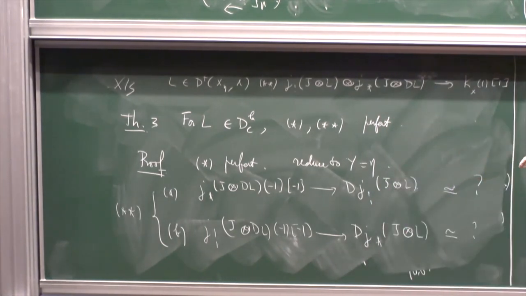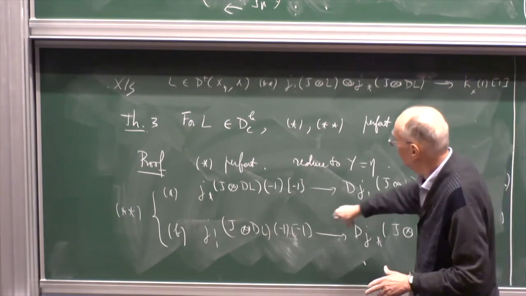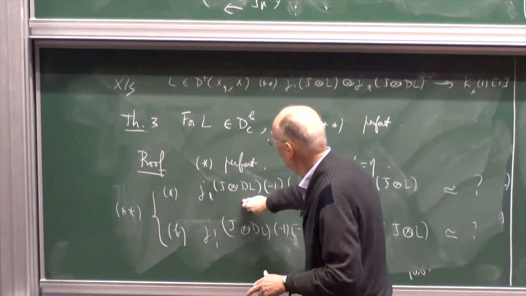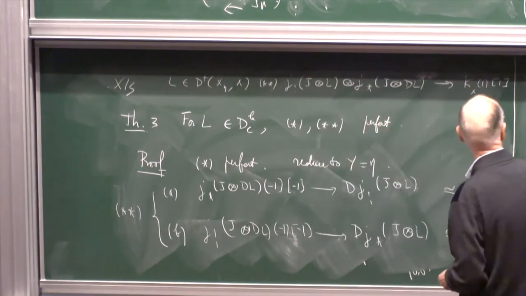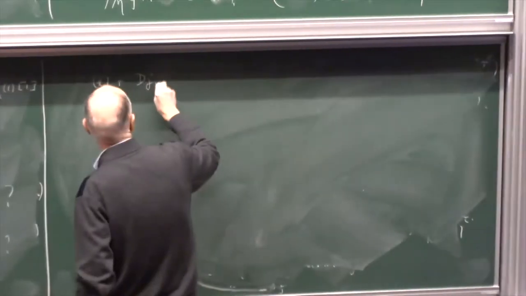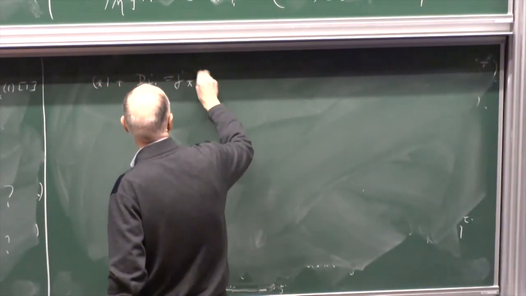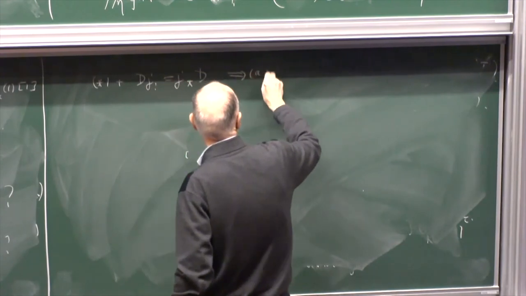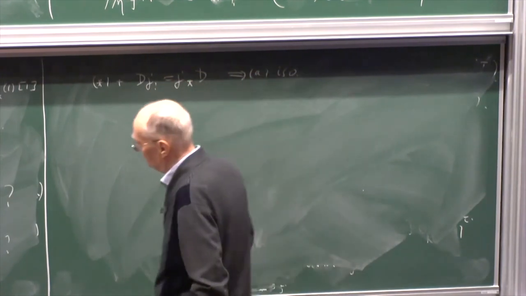Now, since star is perfect, the trivial duality that DJ lower shriek is J lower star D gives you A to be an isomorphism.